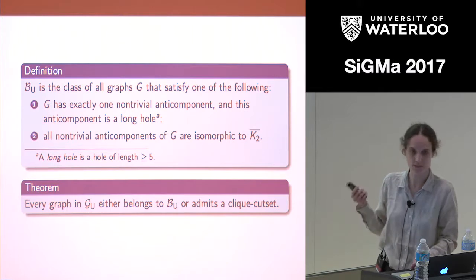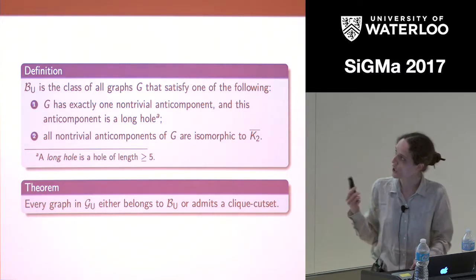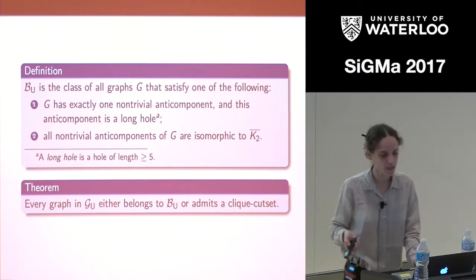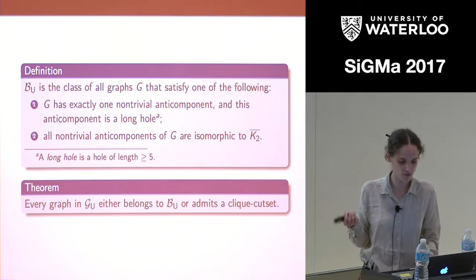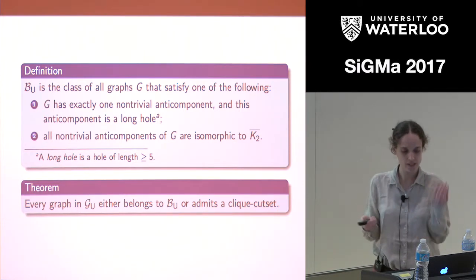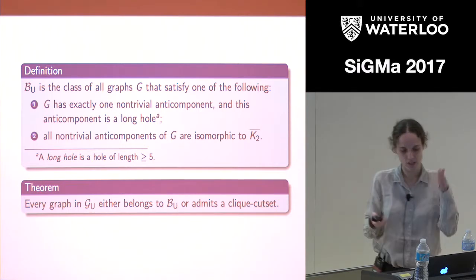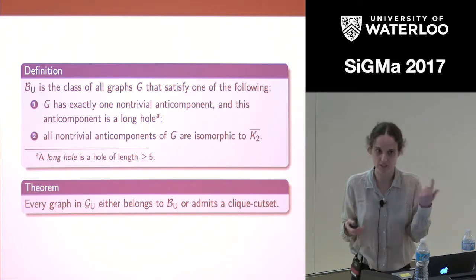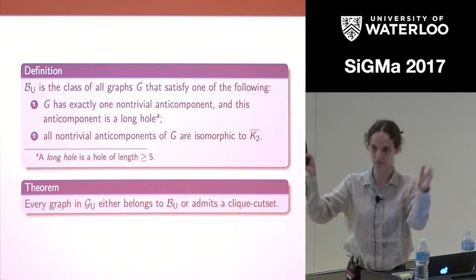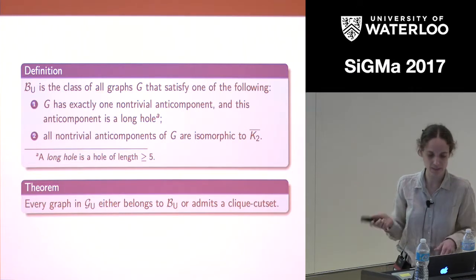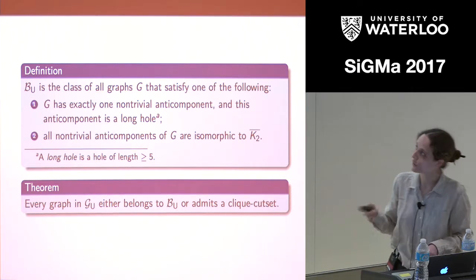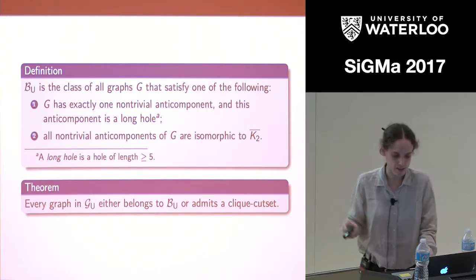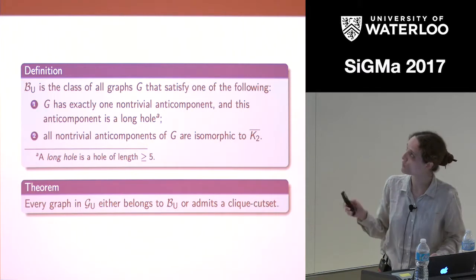The second class, BU, this is the basic class for the universal wheel only class. So BU is the class of all graphs that satisfy one of the following. The first outcome is that G has exactly 1 non-trivial anti-component, and it is a long hole, meaning either the graph is a long hole, or it's a long hole plus a complete graph that are complete to each other. The second possibility is that all non-trivial anti-components are isomorphic to K2 complement, the edgeless graph on 2 vertices. And the theorem, again, is that every graph in GU either belongs to BU or admits a clique cutset.